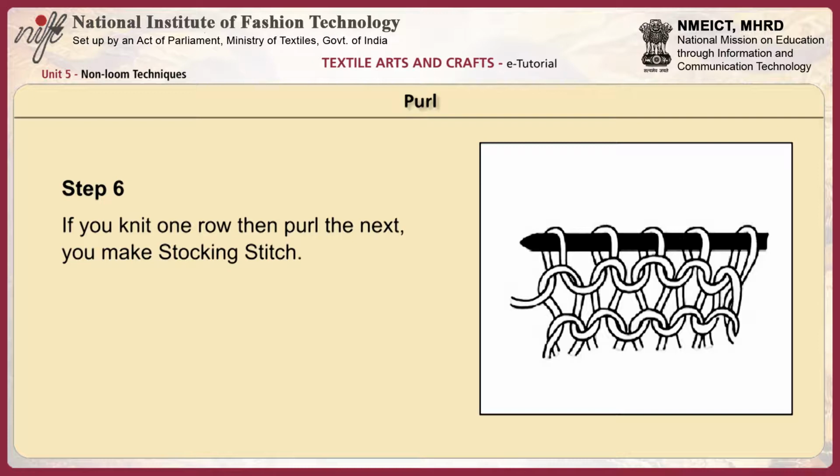Step 6. If you knit one row, then purl the next, you make stocking stitch. Step 7. If you knit one, purl one, right across, you make rib.